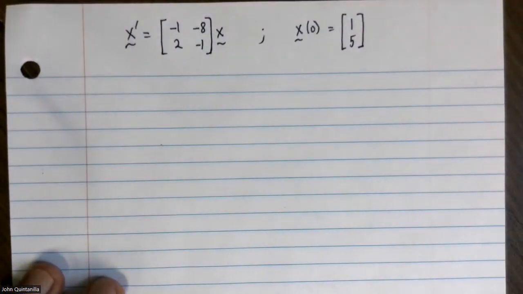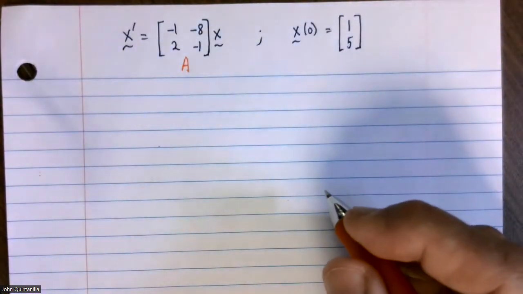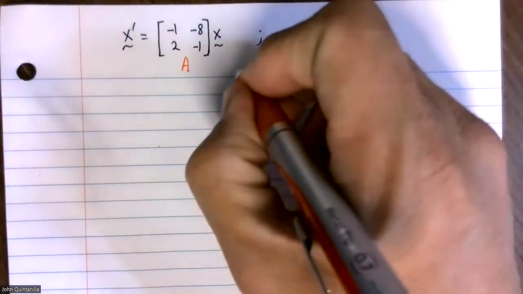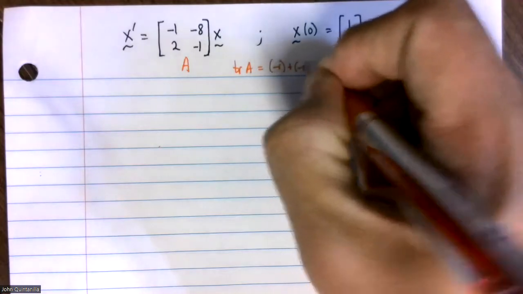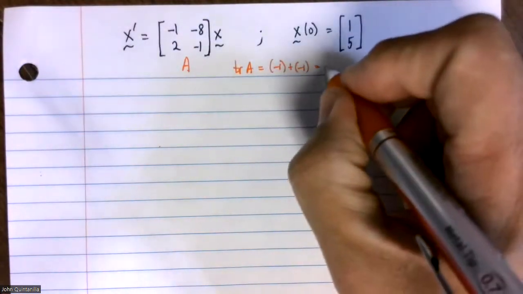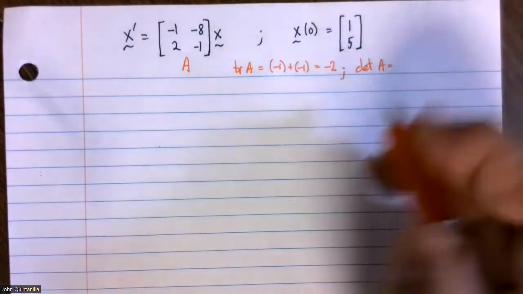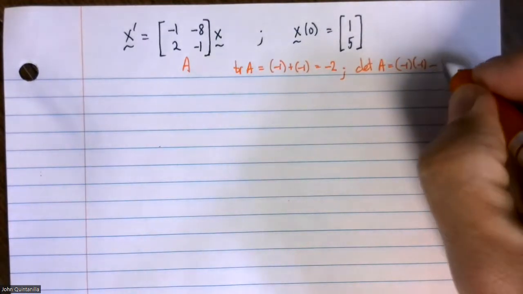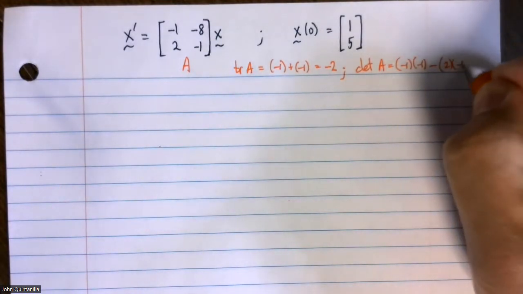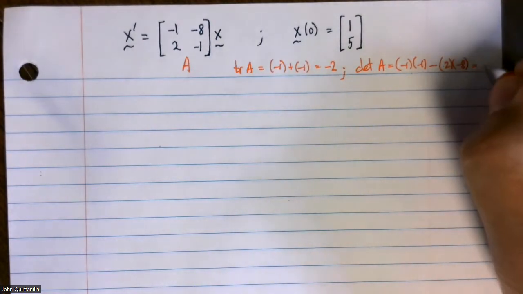So to get started, as always, we need to find the eigenvalues and eigenvectors for this matrix A. Again, it's a 2x2 matrix, and so we have a shortcut method for doing so. The trace of the matrix is going to be the sum of the diagonal entries, -1 plus -1, so that's equal to -2. The determinant of A is going to be equal to -1 times -1 minus 2 times -8. So 1 minus -16 works out to be 17.